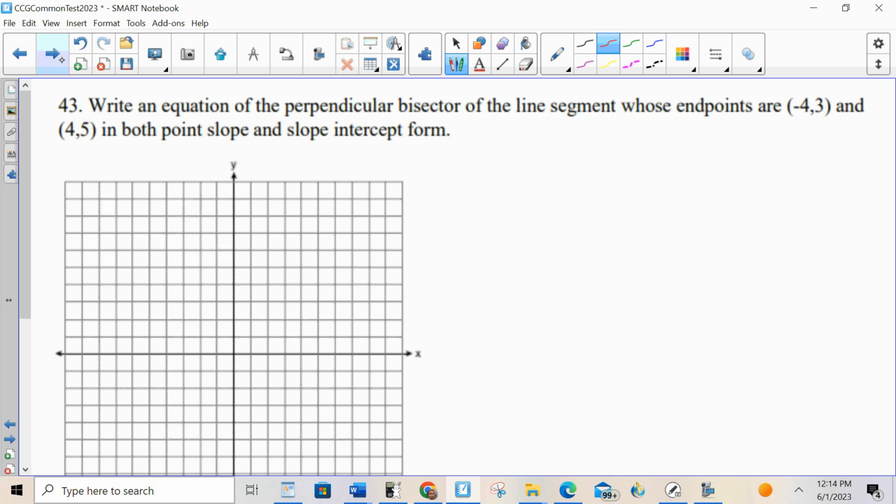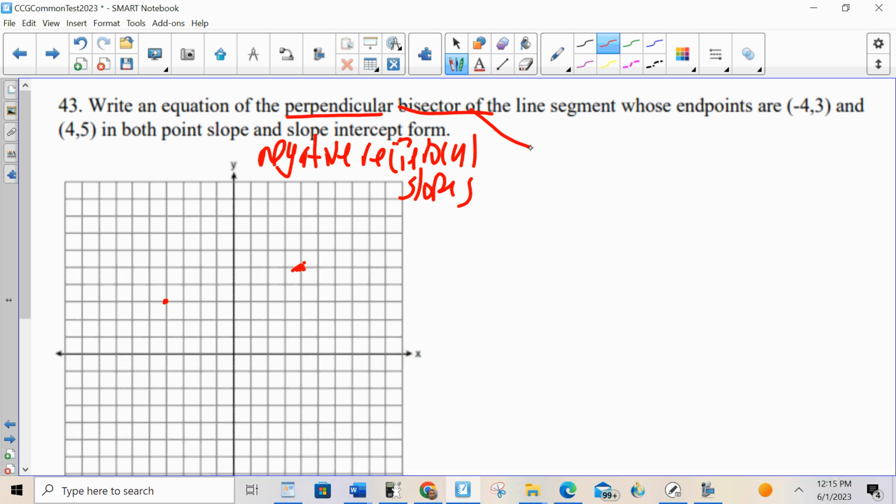Perpendicular bisector. Negative 4, 3, 4, 5. Well, let's break that word down. Perpendicular: negative reciprocal slopes. And a bisector, since a line is being bisected, it's being hit at its midpoint. So for a perpendicular bisector, I need to find slope, and I need to find midpoint.